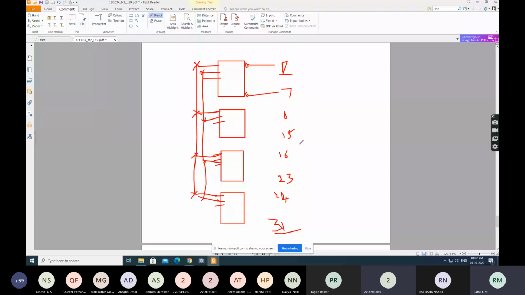How many inputs are missing? 2. 5 is equal to what? Now look, I will ask you one question. How many ICs should be selected? 4 ICs should be selected. Correct? Depending on how many inputs.